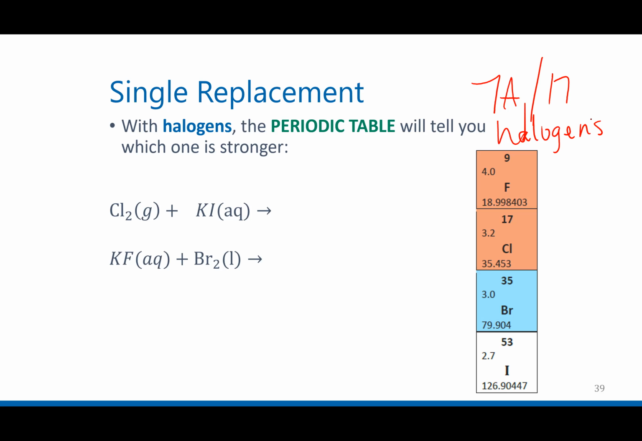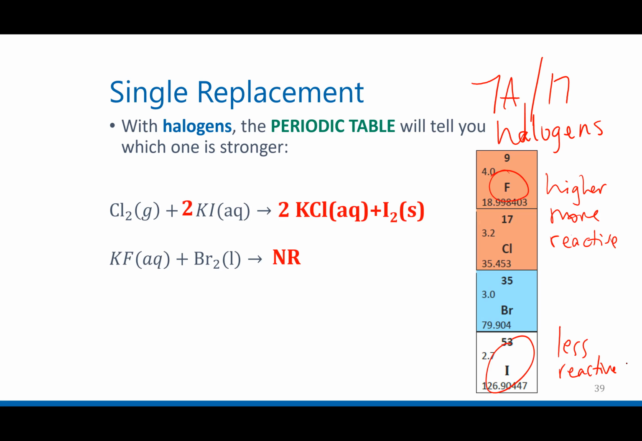Same rule. If fluorine is higher on the list, it's more reactive. Iodine on the bottom is less reactive. So if the halogen is higher on the list, like in my first example here, chlorine is higher, so this will happen. In this reaction, the bromine is lower.